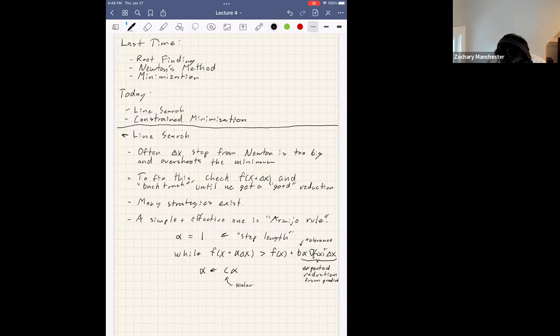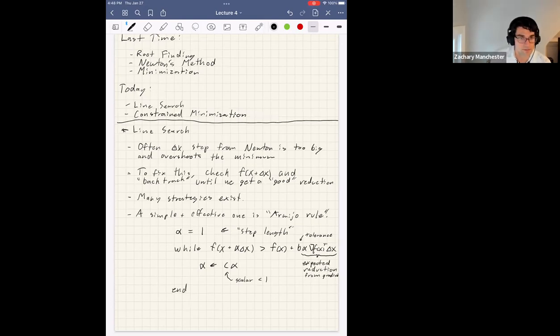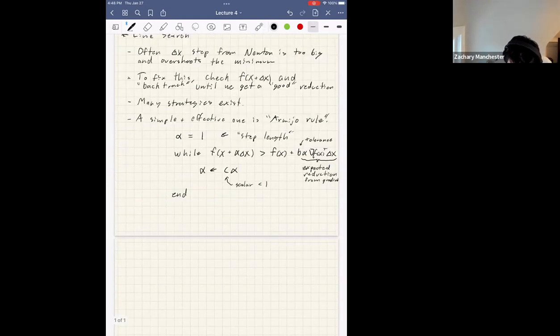This is some scalar between 0 and 1. Okay, so, intuition for this. If anyone has questions on this, feel free to speak up. The intuition is, again, to make sure our step agrees with the linearization within some tolerance.